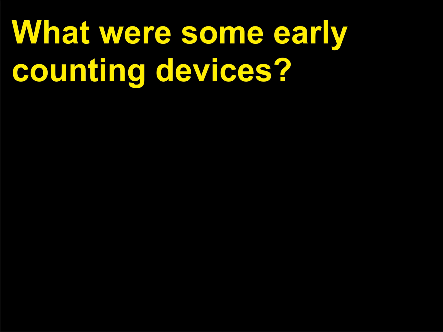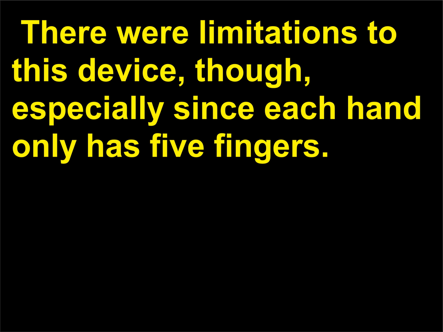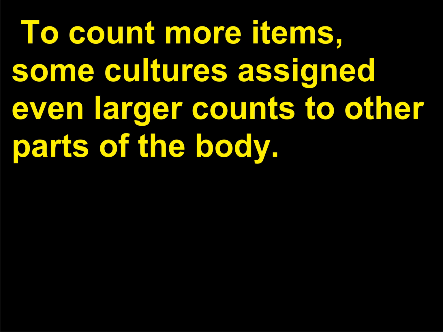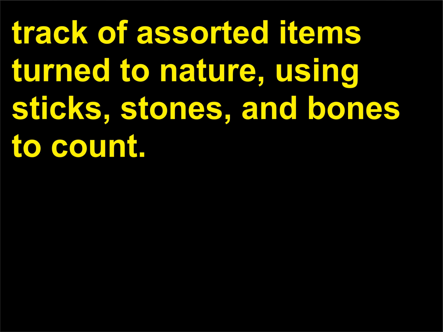What were some early counting devices? The very earliest counting devices were human hands, with the fingers used as digits. There were limitations to this device, though, especially since each hand only has 5 fingers. To count more items, some cultures assigned even larger counts to other parts of the body. Such counting methods became tedious, so merchants and others who needed to keep track of assorted items turned to nature, using sticks, stones, and bones to count.